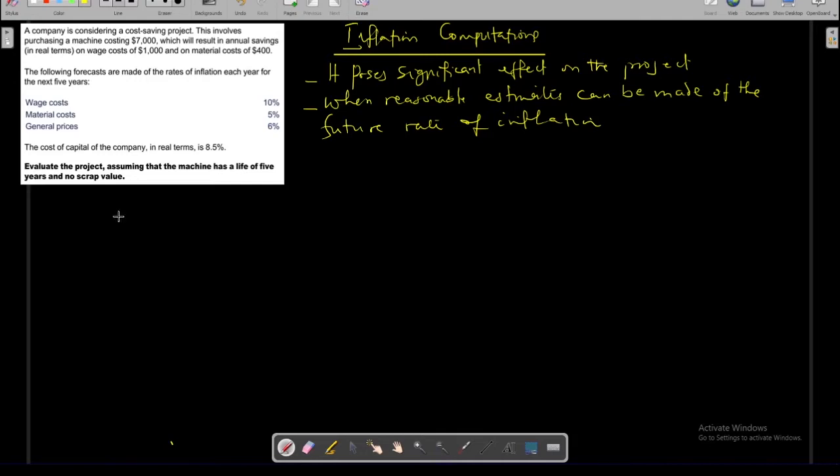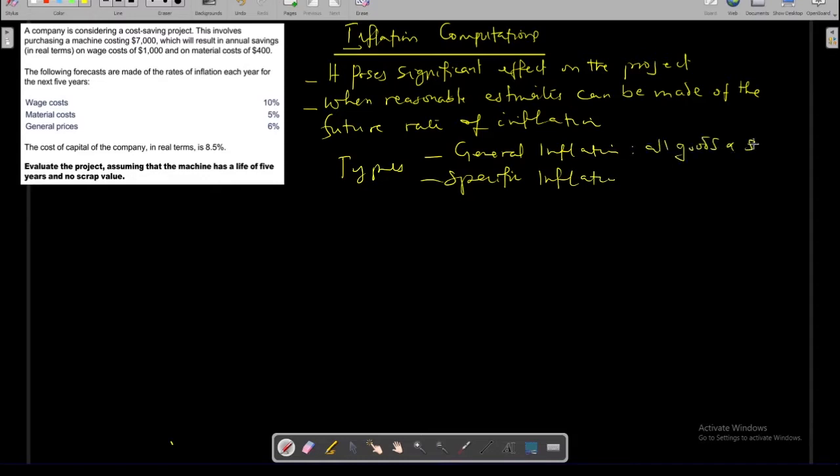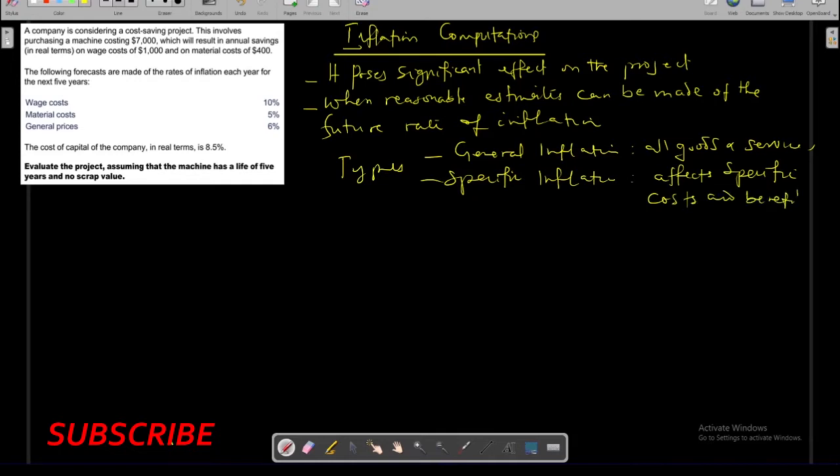So how do you determine inflation? There are two types of inflation. The first is the general inflation rate and the specific inflation rate. Now the general inflation affects all goods and services, but the specific affects specific costs and benefits. So it is possible that within an economy, the prices of goods and services, which is the general definition of inflation.